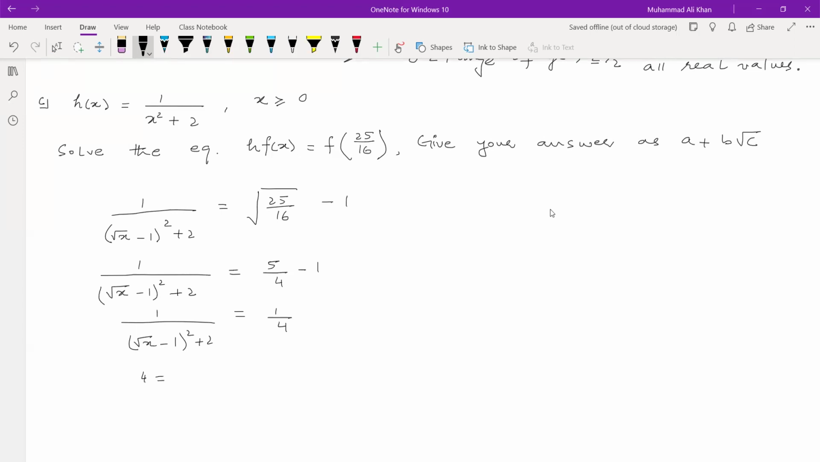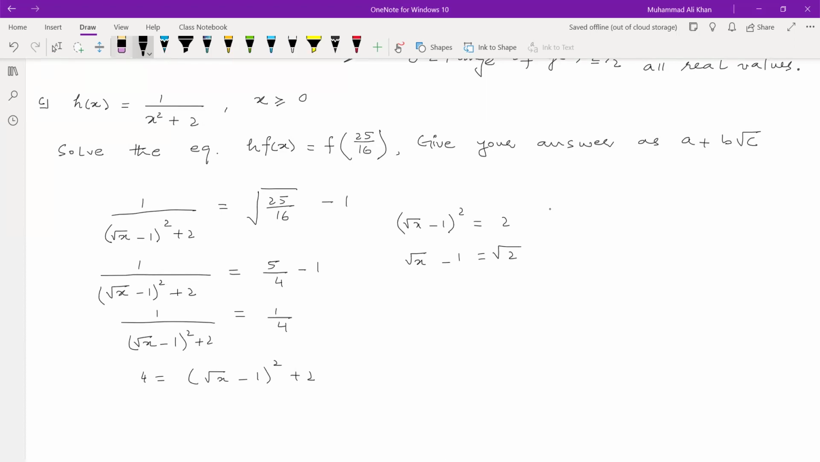4 equals under root x minus 1 whole squared plus 2. And now under root x minus 1 whole squared equals 4 minus 2, which is 2, and under root x minus 1 equals under root 2.